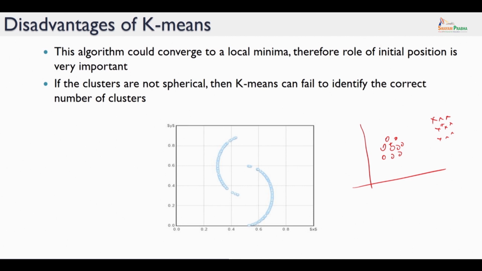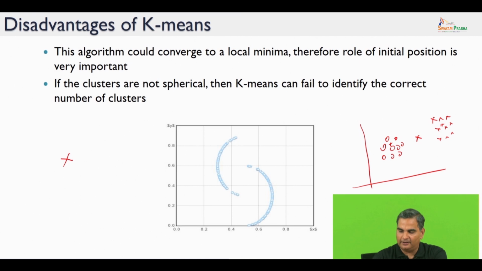However, just to make this point, supposing I start these two cluster centers, for example, one here and one somewhere here. Then when you calculate the distance between this cluster center and all of these data points, and this cluster center and all of these data points, it is going to happen that all these data points are going to be closer to this, and all of these data points are going to be closer to this than this point.